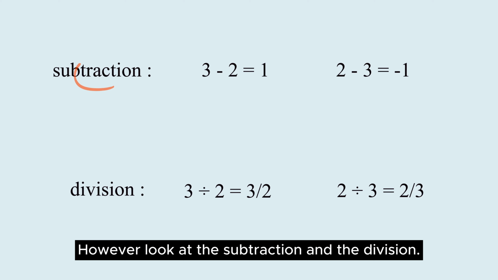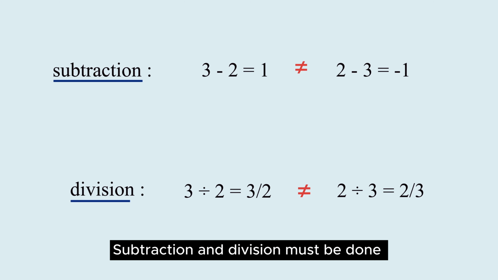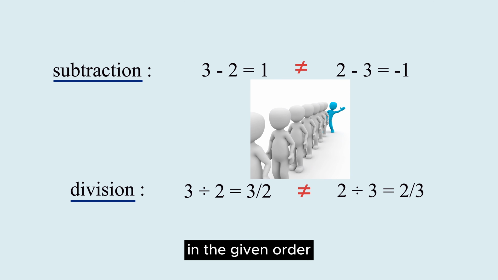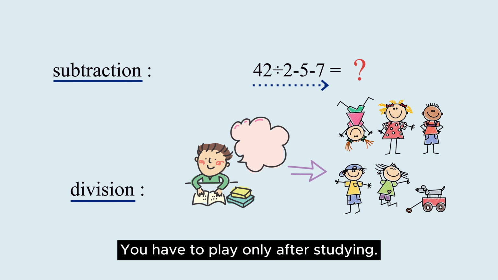However, look at the subtraction and the division. The commutative property does not hold. Subtraction and division must be done in the given order. We have to find the answer only in the given order. You have to play only after studying.